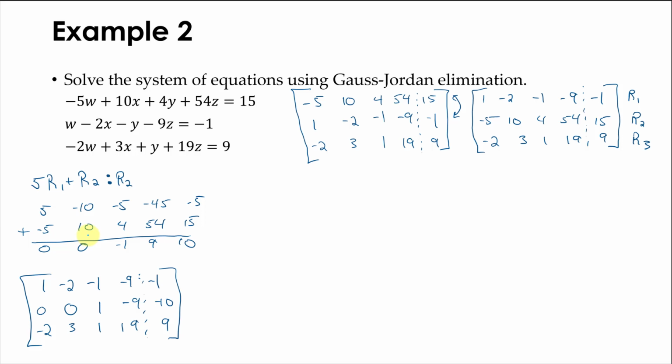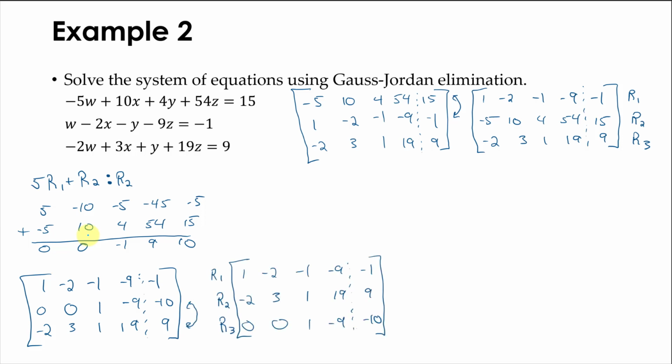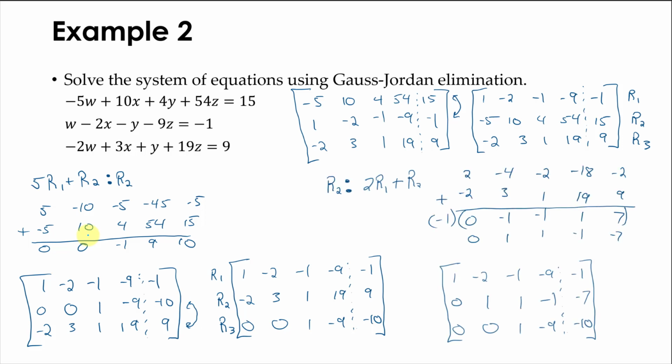So my matrix looks like this, and since I created those 2 zeros, I'm going to go ahead and swap rows 2 and 3. So now my matrix is going to look like this. My next operation, I'm going to multiply 2 by row 1 and then add row 2. That is going to be my new row 2, which we have here.